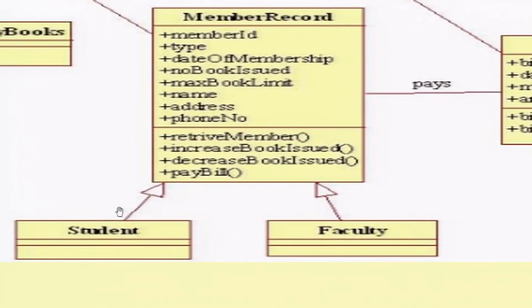So all these things are related because everything is being done for the borrower. Who is the borrower? You, the students, and people like me, the faculty, are the borrowers. So that is also represented here. So this represents the class diagram.